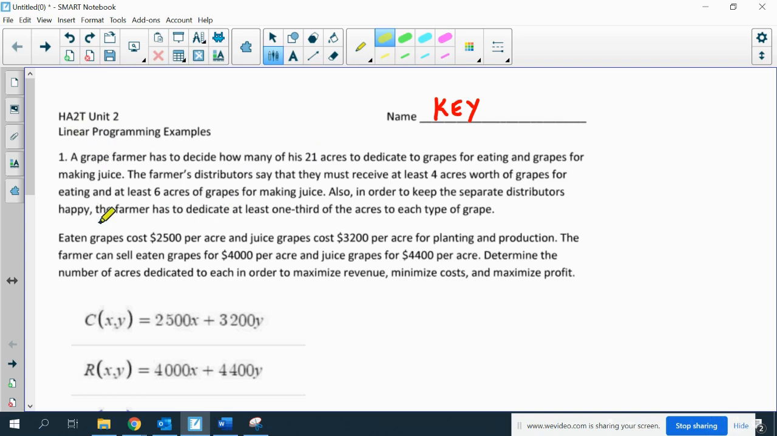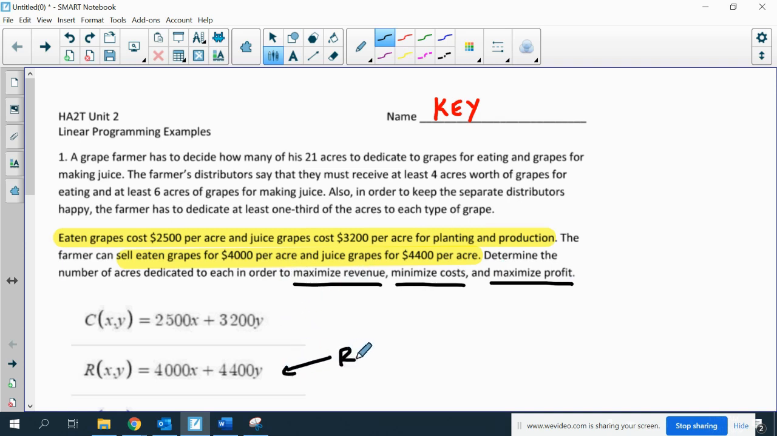We're going to go over the grape problem. The first thing that we notice is that we have a lot of different pieces of information down here at the bottom. And we actually have three different objective functions. We have a revenue objective function, which is the total intake money.